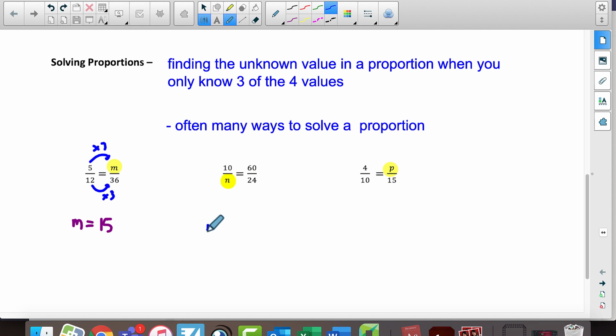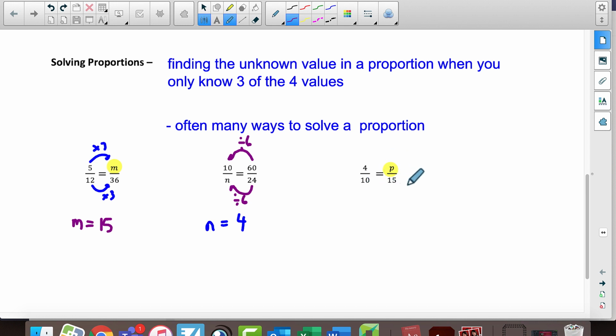All right, how about this one? Can you figure out what n is? n should be 4. Now, how could you do that? Well, one way you could do is you could say 10 times 6 equals 60. So I got to do the same to the bottom. What times 6 equals 24? Oh, 4 times 6 equals 24. Or if you want, the other way you can do it, rather than multiplying, is you could divide. You could say 60 divided by 6 is 10. And what I do to the top, I have to do the bottom. 24 divided by 6 is 4. And you can see I'm actually going from right to left this time instead of from left to right. That's fine.